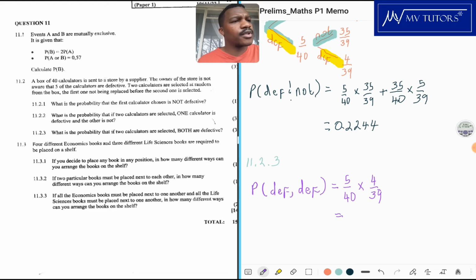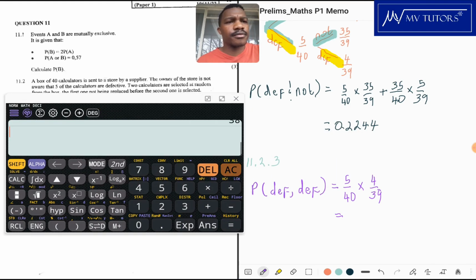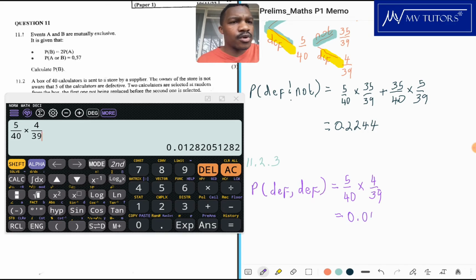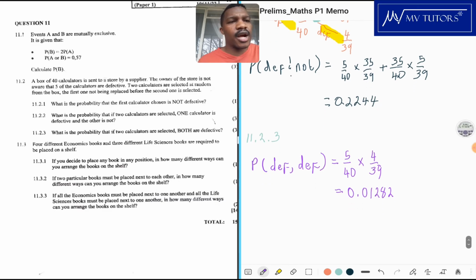Let's put that in a calculator. So it's 5 over 40, times 4 over 39, and we get 0.01282. Well, if you want to convert to percentage, just multiply by 100.